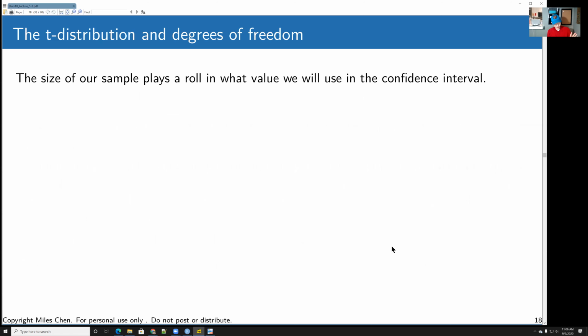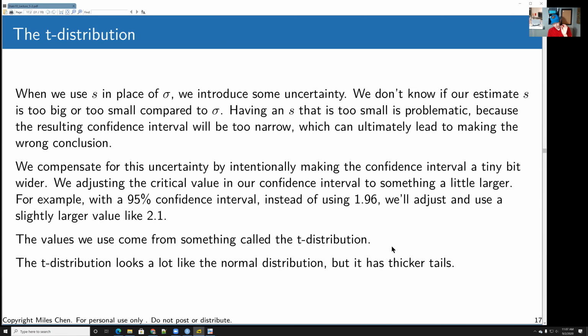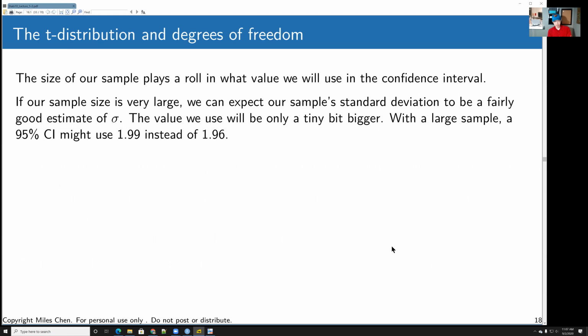the size of our sample is going to play a role in how much compensation we use, okay? If your sample is huge, you would expect your sample's estimate of sigma, that is your sample standard deviation S, to be a pretty good estimate of the population standard deviation, right? And so you only need to compensate a little bit, and so you might use 1.99 instead of 1.96, only adjusting it by a small amount, okay?